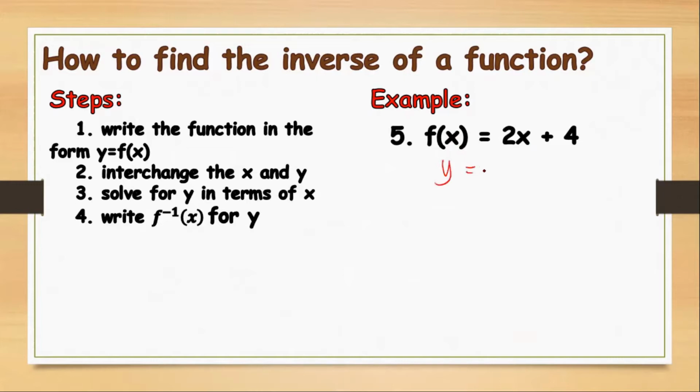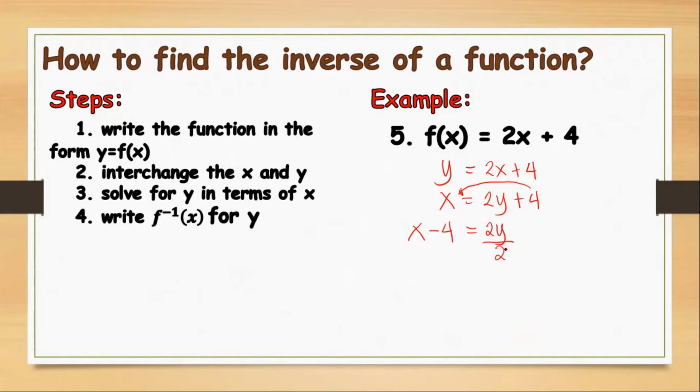Number 5, we have f of x equals 2x plus 4. So step 1, change f of x into y. Step 2, interchange x and y, so that becomes x equals 2y plus 4. Then solve it in terms of y. So the 4 will transfer here on the left side of your equal sign.